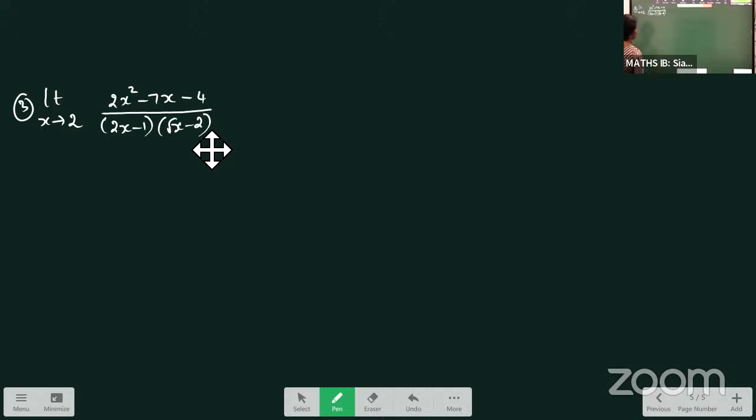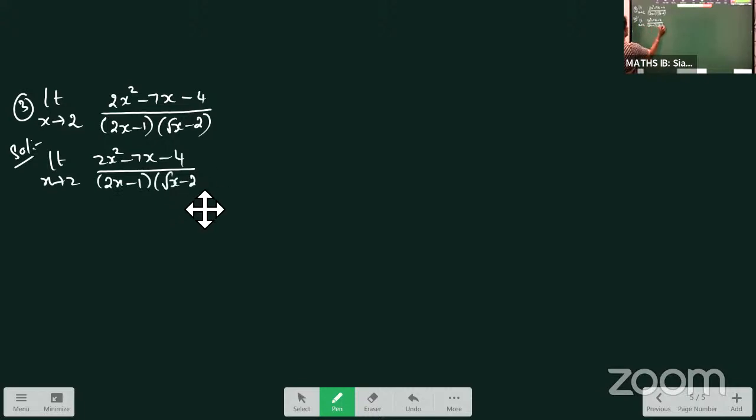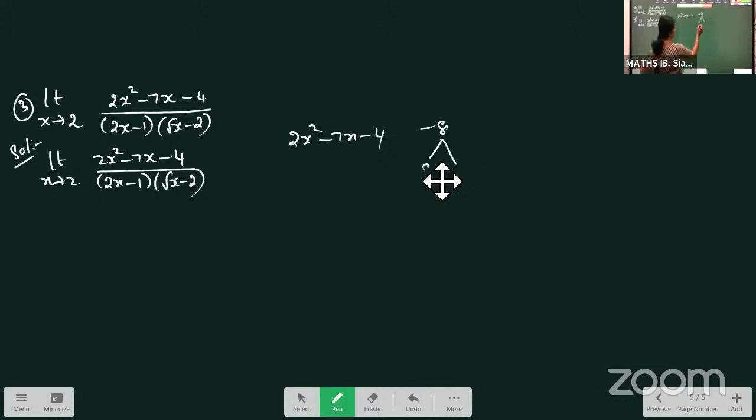So when a quadratic equation is there, as we discussed, find out the factors for this. Limit x tends to 2, (2x square minus 7x minus 4) by (2x minus 1) into root x minus 2. So here the factors of 2x square minus 7x minus 4: minus 4 into 2 is minus 8. Minus 8 factors are minus 8 and 1, and minus 8 plus 1 is minus 7.